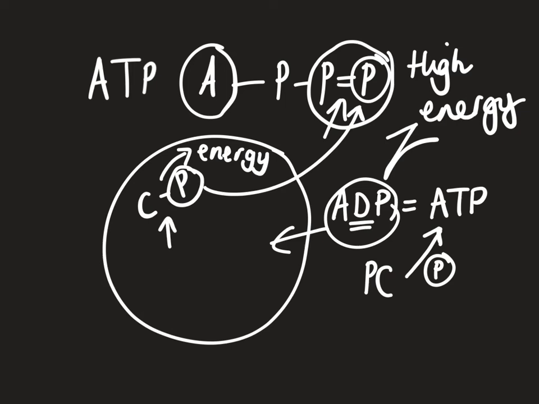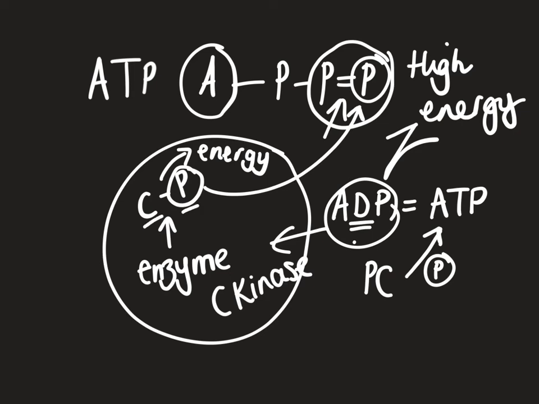How does this split? We split this with the enzyme. Do you remember what it was? Creatine kinase. So we've got ADP, adenosine diphosphate, in the muscle cell. We've got creatine phosphate, a high energy compound, meaning 2 elements, in the muscle cell. We have an enzyme, creatine kinase, in the muscle cell.